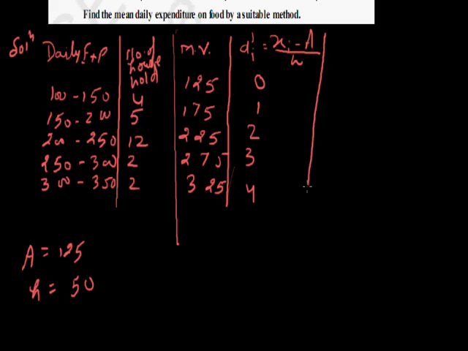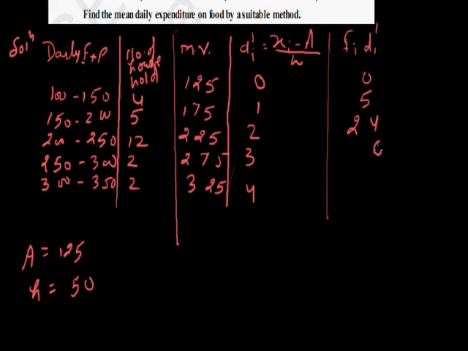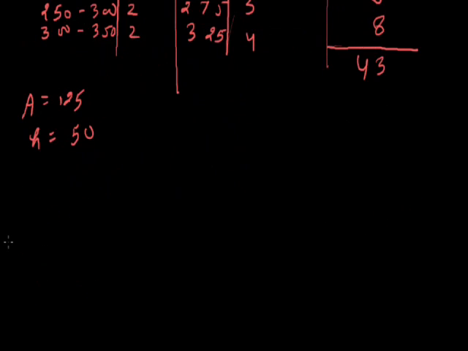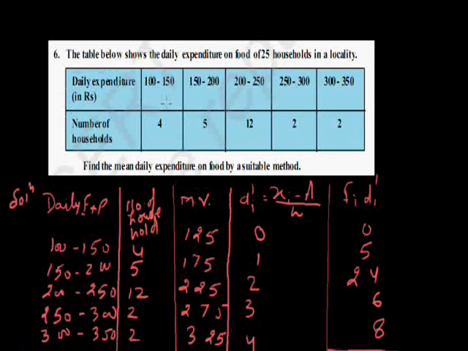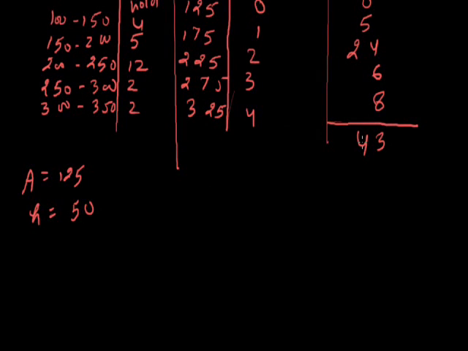After that, find fi di dash. This is 0, 5, 24, 6 and 8. Now this is 43. Now use the formula for this: the summation fi di dash and the summation fi. The summation fi is 25.